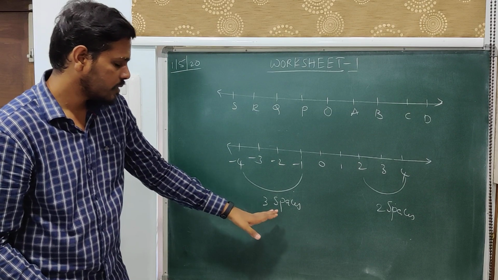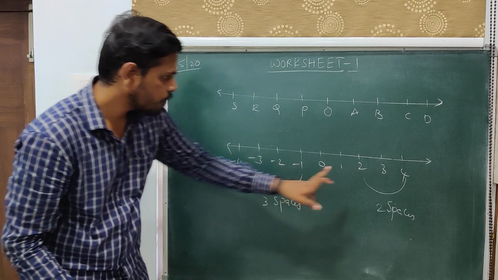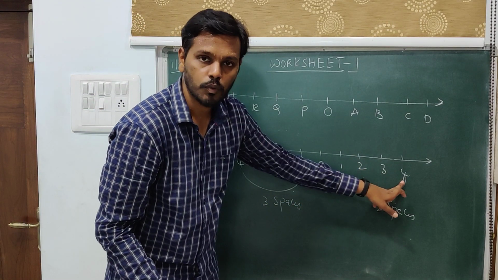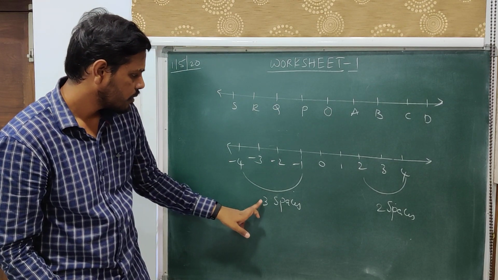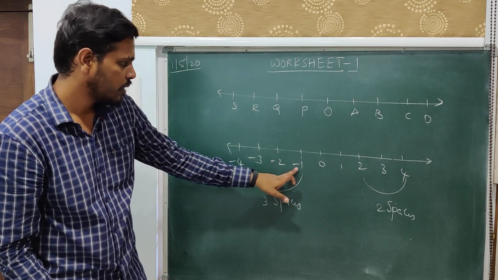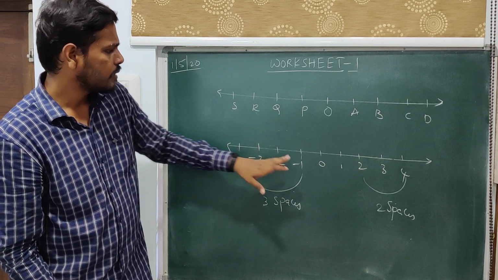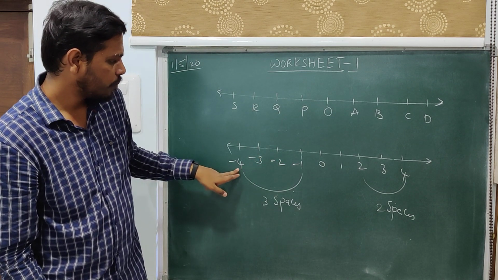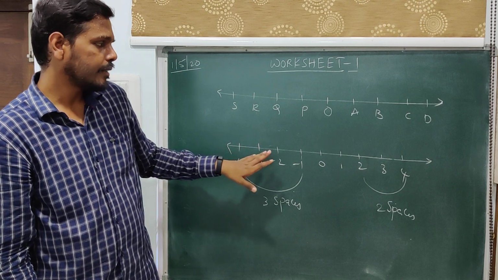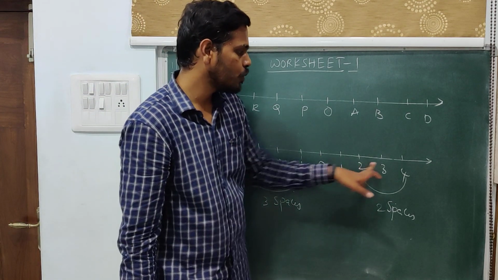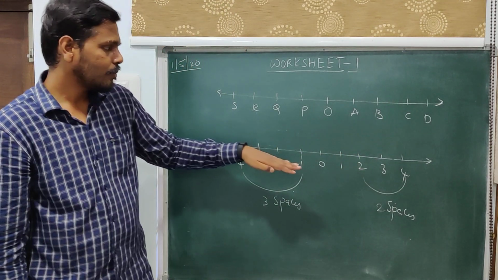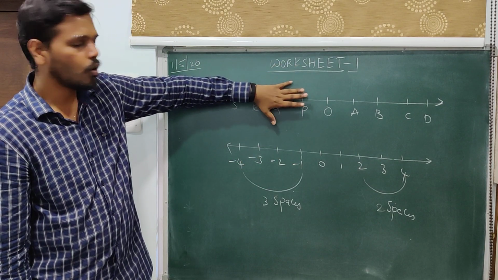Now which is more? Is the difference between minus 1 and minus 4 more, or between 2 and 4? Obviously it is this one, which is 3 spaces, that is between minus 1 and minus 4. Therefore we say that the difference between minus 1 and minus 4 is highest when compared to the difference between 2 and 4. Now using the same logic, we will adopt that on this problem.